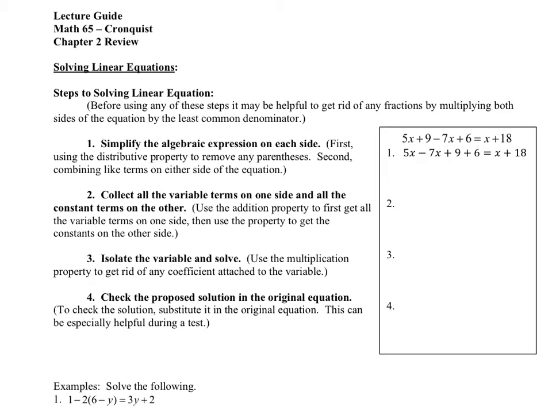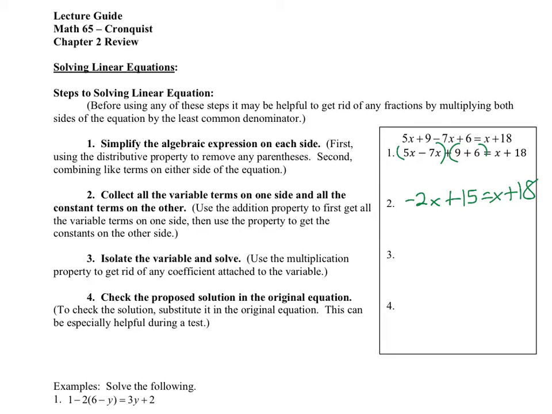What that means is I'm going to bring together things like the 5x minus 7x, the 9, and the 6. I'm going to get those all together so that it's simplified. So 5 minus 7, I'm going to have a negative 2x. 9 plus 6, I'm going to have a 15 equals x plus 18.